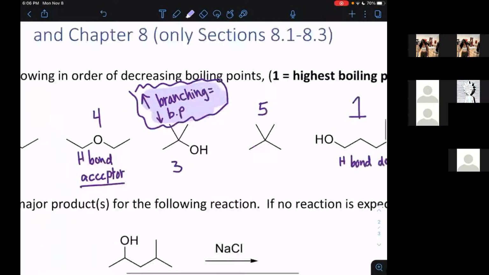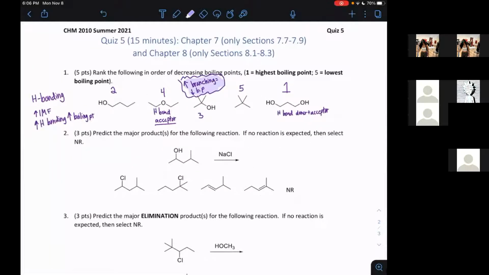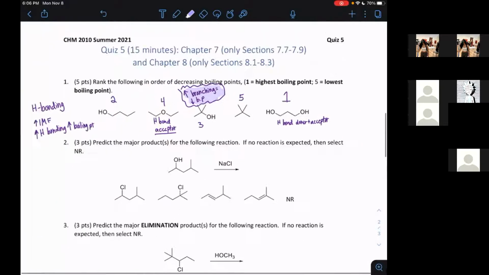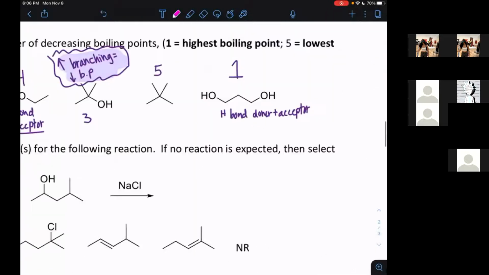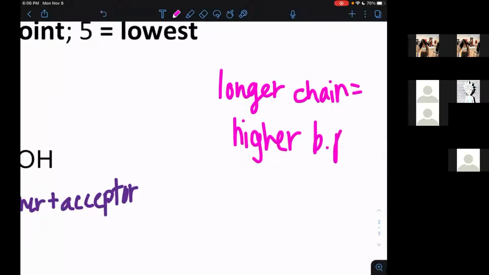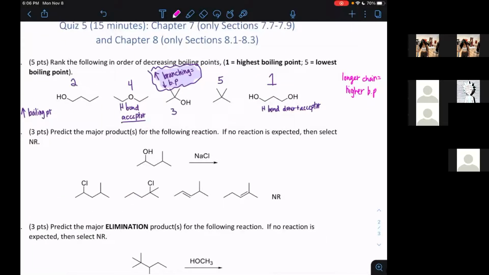Sorry, can you explain that again? Chelsea, could you explain it better than me? So previously, and I can't remember which section it was, we went over boiling points of alkanes. It was like the longer the chain, the higher the boiling point. And when there was more branching, its boiling point would decrease because it's easier to pull apart than if it was just one long chain.